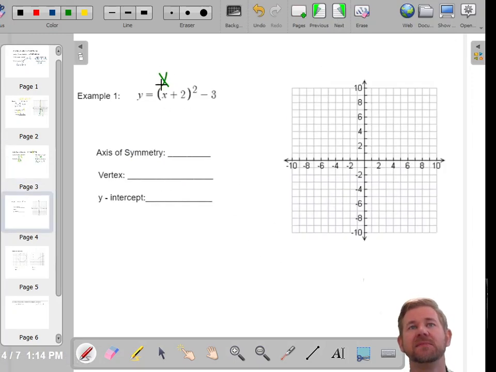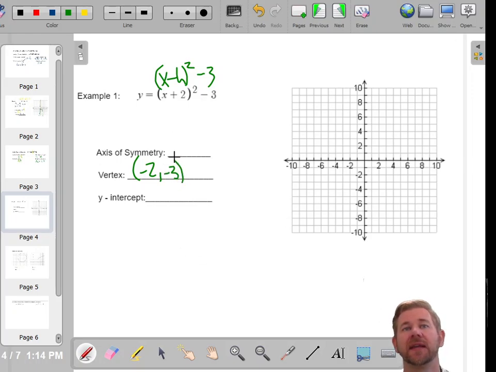So you see it's x minus h, and you have to think, like, what did they plug in here to get a positive 2? They plugged in negative 2. That's why it's written as a plus 2. So the x-coordinate is negative 2, and the y-coordinate is just negative 3. That is the axis of symmetry as well, negative 2. So my axis of symmetry is right here. And now I can go to the vertex, negative 2, negative 3.